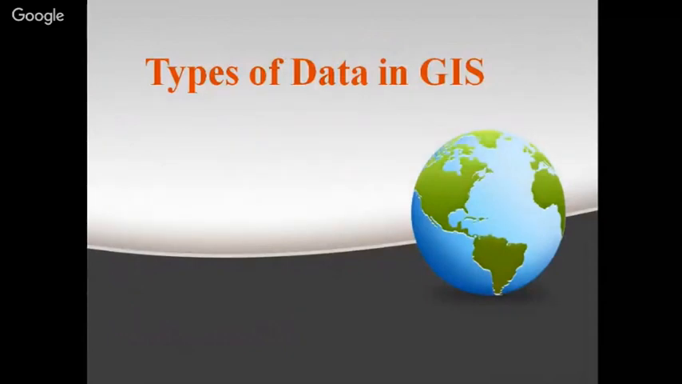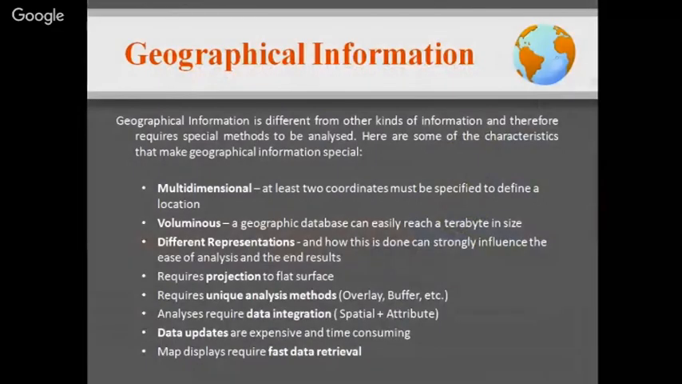Now we come to a very, very important aspect, and that is the types of data in GIS. Since I told you in the beginning that we are going to derive information out of the data sets, we are going to cull out the information out of the data sets, so it becomes all the more pertinent to know what kinds of data we are going to work with. Geographical information is different from other kinds of information and therefore requires special methods to be analyzed. Here are some of the characteristics that make geographical information special.